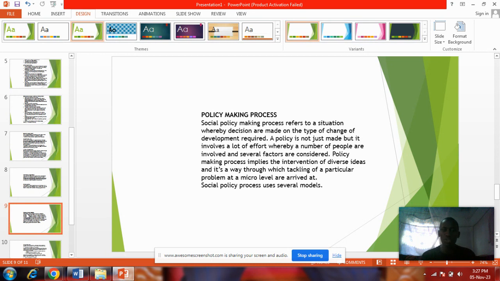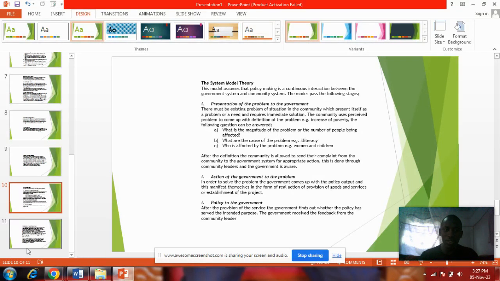Social policy process uses several models. Then we have the system model theory. This model assumes that policy making is a continuous interaction between the government system and the community system. This model passes through the following stages. We have presentation of the problem to the government. There must be an existing problem or situation in the community which presents itself as a problem or a need that requires immediate solution.